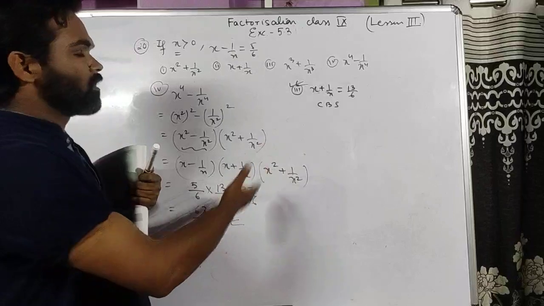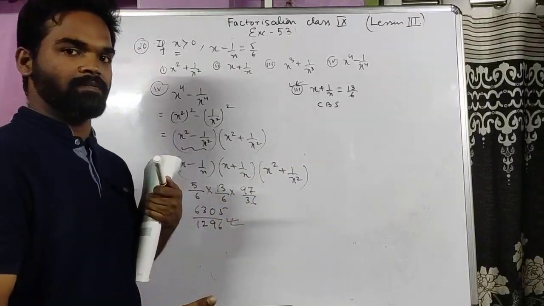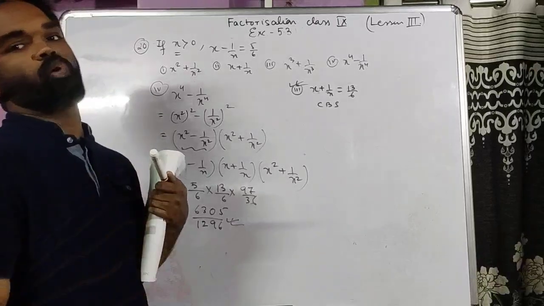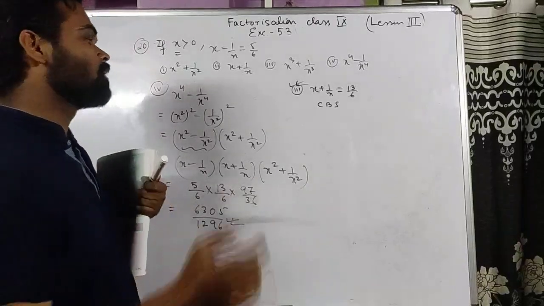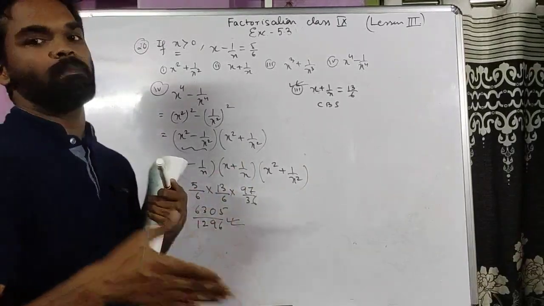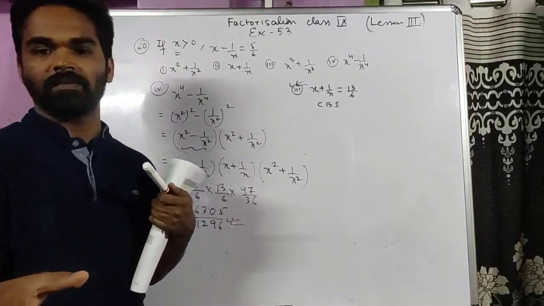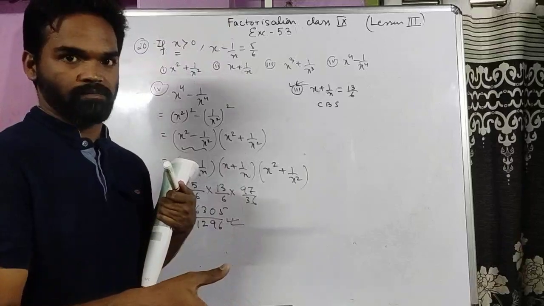So this was the third way to factorize a given expression, that is difference of the squares. A square minus b square is a minus b, a plus b. In the next video we'll discuss middle term factorization, which will be very important.